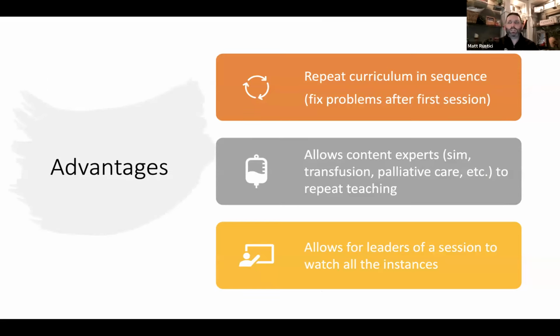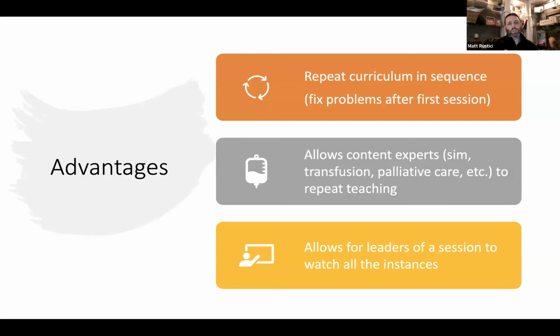Repeating the curriculum in sequence has an additional advantage of allowing you to fix problems. So when you roll out new curriculum, something doesn't go right, you do it once, but then you've got the other 11 cohorts coming after that. And so you can fix fundamental flaws in the session for the subsequent sessions. Instead, when you run it all at one time, everyone is experiencing that flaw at the same time and you have no way to fix it until the next year.